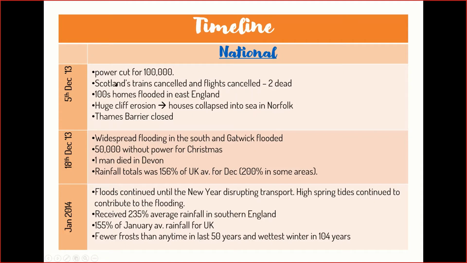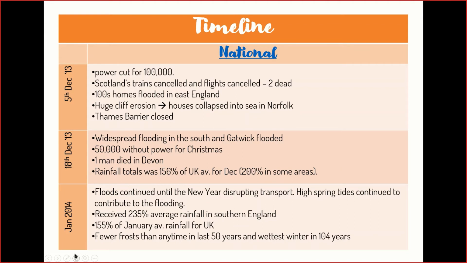So, beginning of December then, we had a series of storms cutting off power, cancelling trains, causing flooding, causing cliff erosion. Mid-December, more flooding in the south, hitting Christmas, flooding around there. Rainfall totals 156% of the UK average for December, 200% in some areas. That was an average though for the UK.